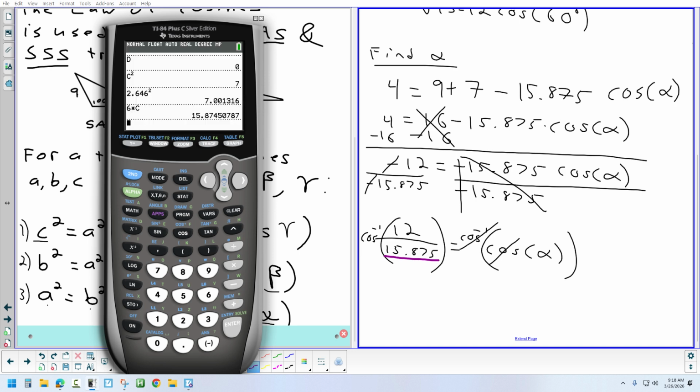If you forget that and you try to type it in, you're going to get an error. And if you get an error when you're doing law of cosines, you've made a mistake. Because I told you you're not going to have any law of cosines problems that are no solution. Okay, so inverse cosine. 12 divided by 15.875. So for alpha, we get 40.895.